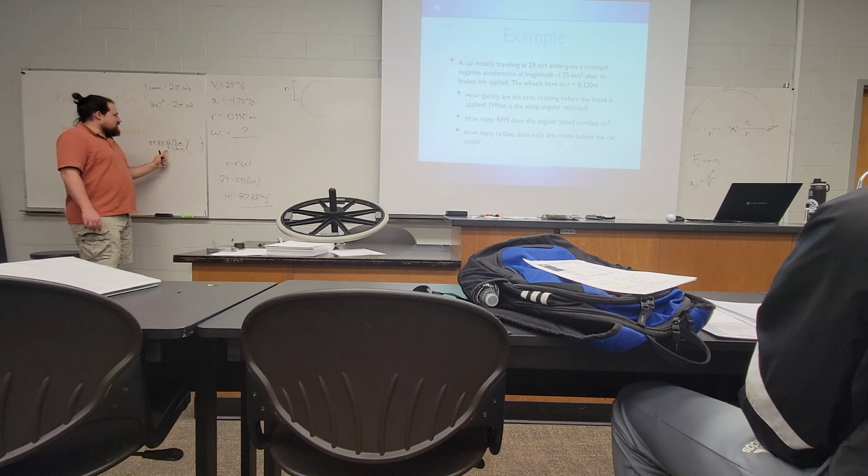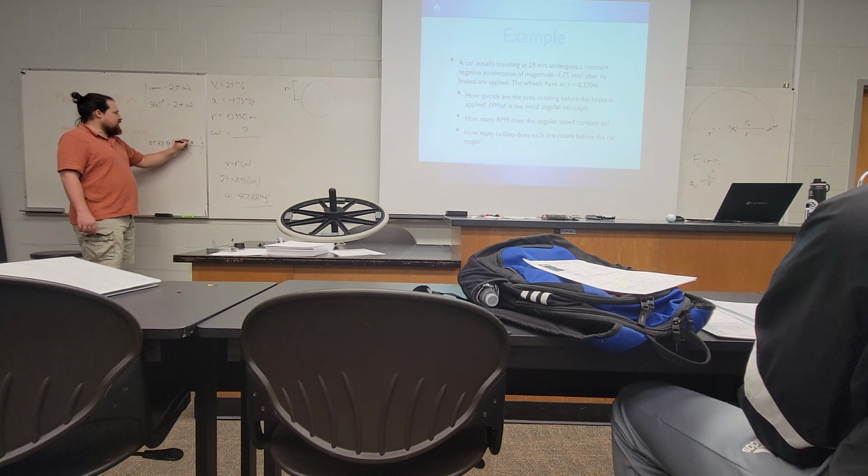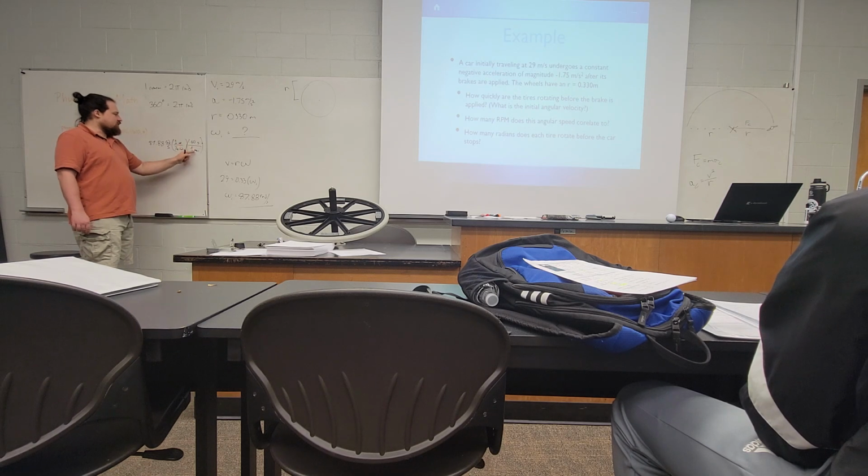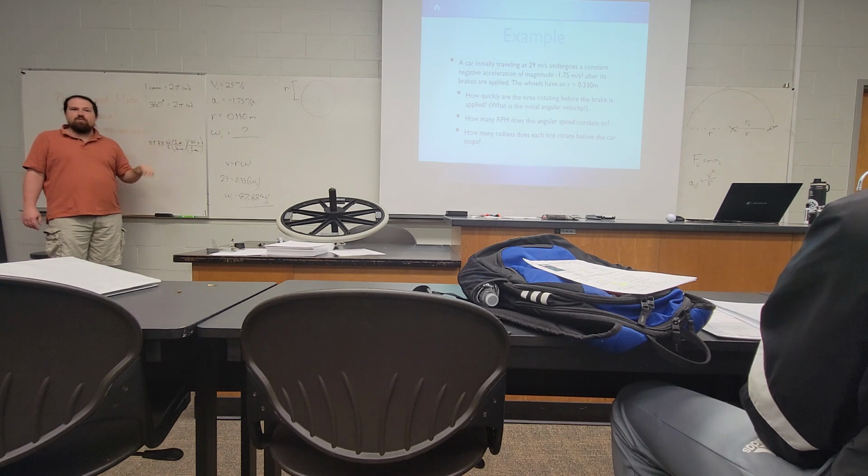We also need to turn seconds into minutes. If seconds is on the bottom here, I'm going to turn that to a fraction of 60 seconds over 1 minute. Cancel out seconds, leave minutes on the bottom. So this should leave us with rotations per minute.